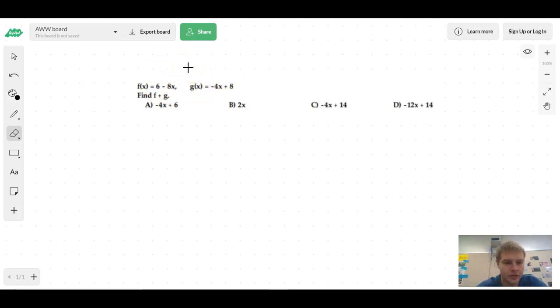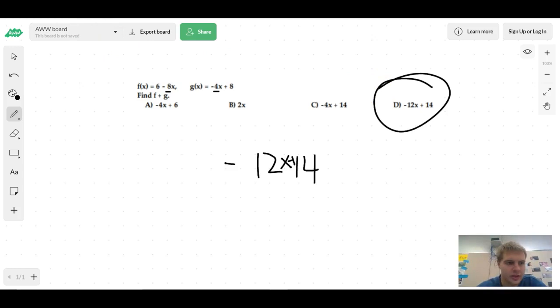So when I add these two functions together, I would have 6 plus 8, which would give me 14. And then I would have -8 plus -4, which would give me negative 12, which would be D. Let's try the next one.